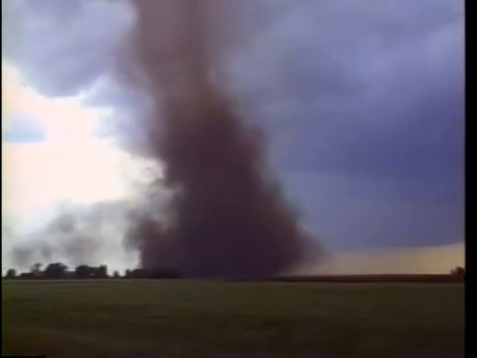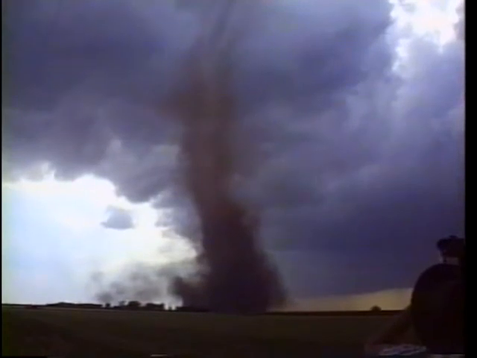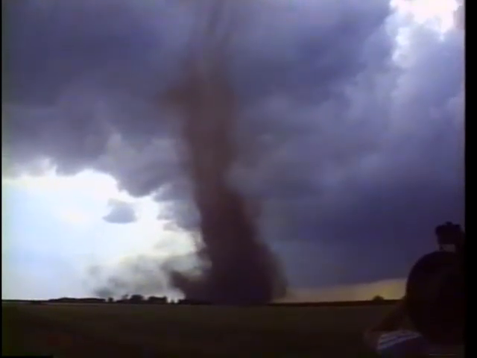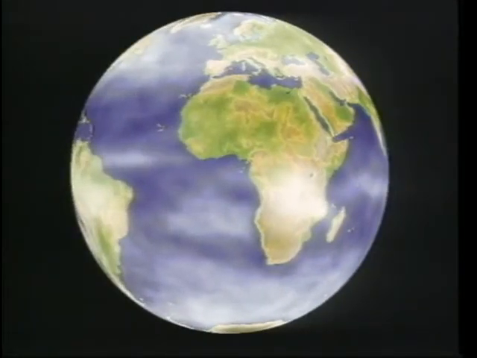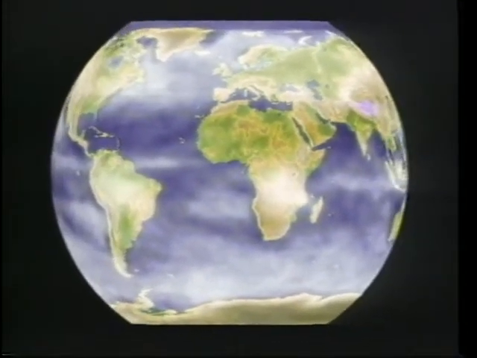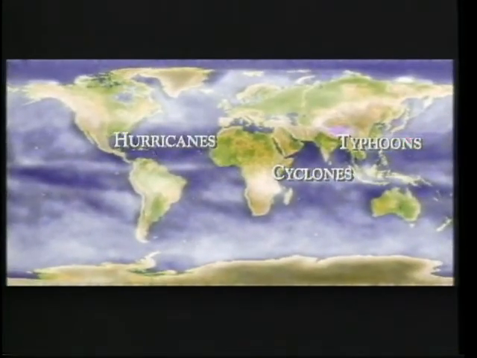Tornadoes may be tops when it comes to wind speed, but in terms of overall damage potential and sheer power, hurricanes, typhoons, and cyclones have everything else beat. These are storms that form over the warm waters of the tropics. These storms are given different names in different parts of the world, as shown on this map.